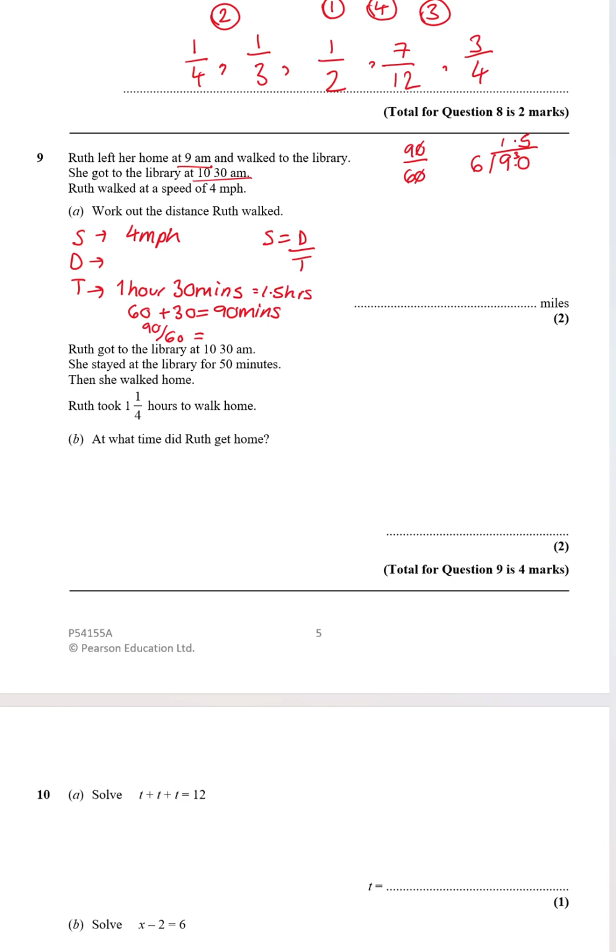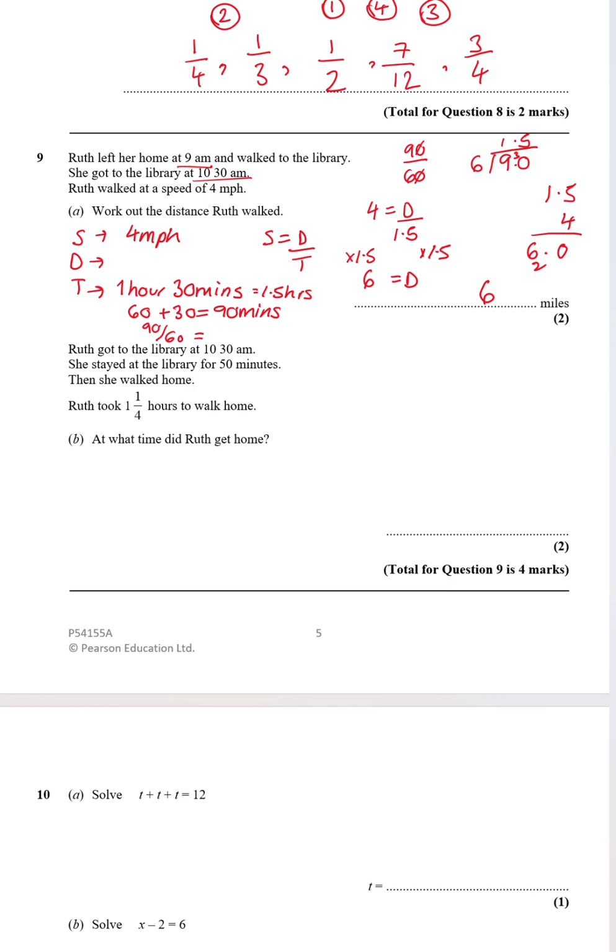I now know my formula of speed equals distance over time. I'm now going to put numbers in the right places. 4 equals d over 1.5. To solve this equation, I'm going to multiply by the denominator. Rough working out again can go on the side if I need it. If you can do it in your head, not a problem. And I'm going to get distance is 6 miles.